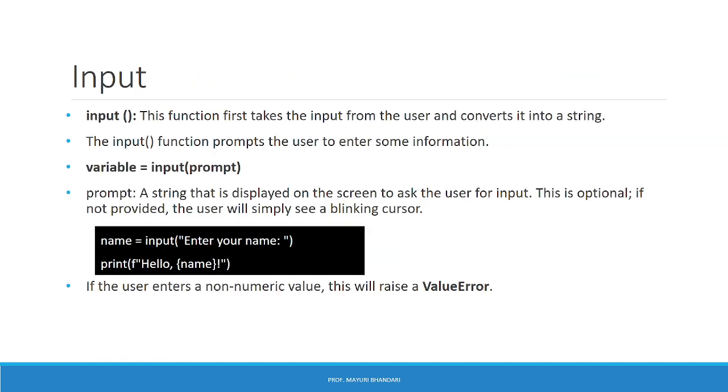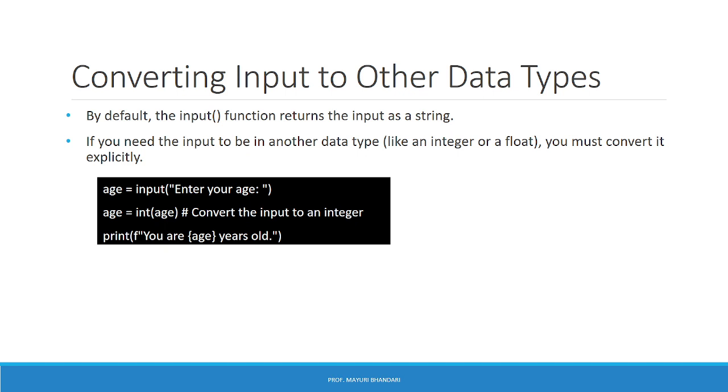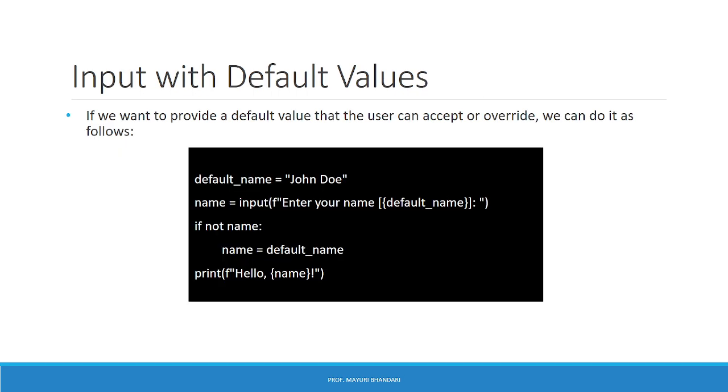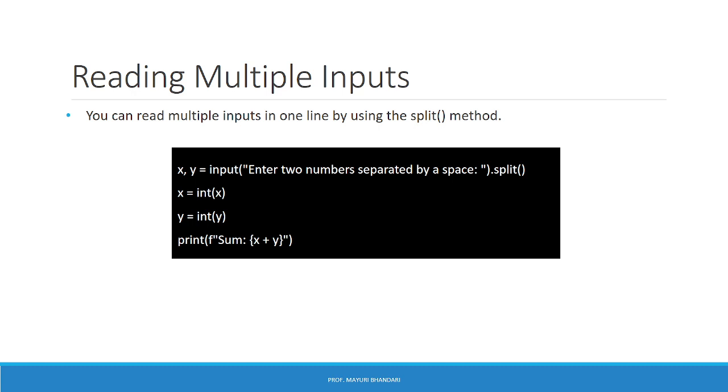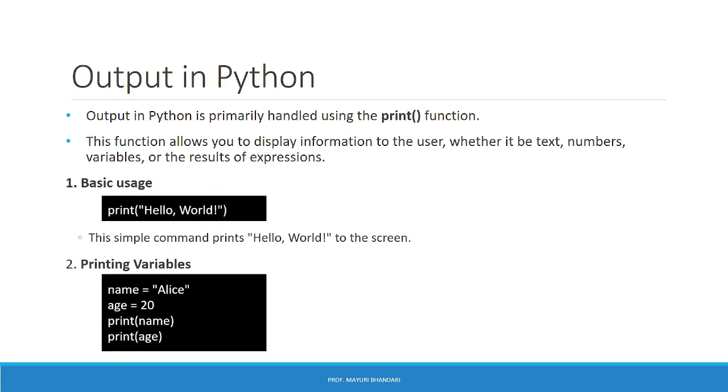First we saw simple input, how to accept simple input. Then we saw how to convert it to other data types, because when you accept any input it is in string format, right? Then how to accept input with default values, and how to read multiple inputs in a single statement. Okay, these things we have seen about input. Now today we'll start with output.